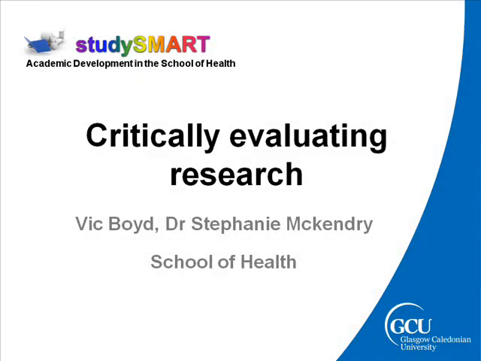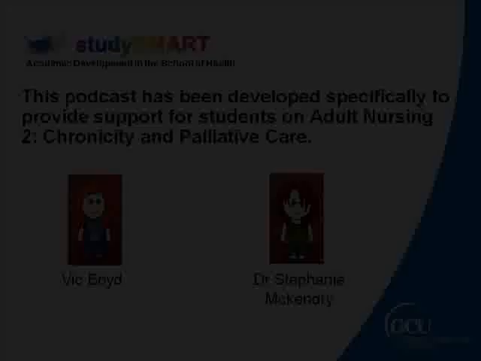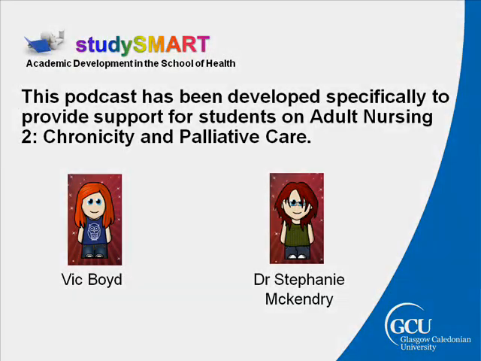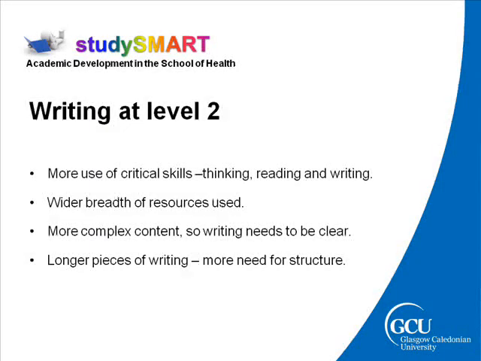This presentation gives an overview of some of the characteristics of writing at Level 2 and will help you to think about planning your first assessment for the module Chronicity and Palliative Care. It probably feels quite a while since you've actually submitted written work, with it being way back in summer. And what you've got to remember is that the level of work you have to produce now should be at Level 2, and that's quite a step up from first year.